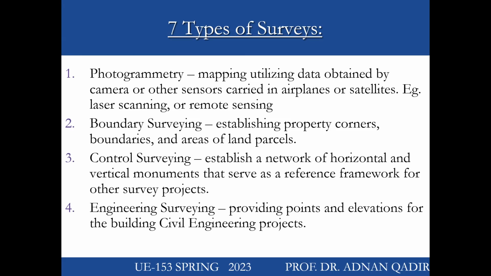Then the boundary survey, to establish property corners, boundaries, and areas of the land parcel. It can also be done using photogrammetry, but generally you use photogrammetry for other specified works. Then the control survey, to establish a network of horizontal and vertical monuments that serve as a reference for other survey projects. Then we call engineering surveys. Basically, it's a layout of a civil engineering project. We provide points and elevation for the building or any infrastructure that is to be constructed.